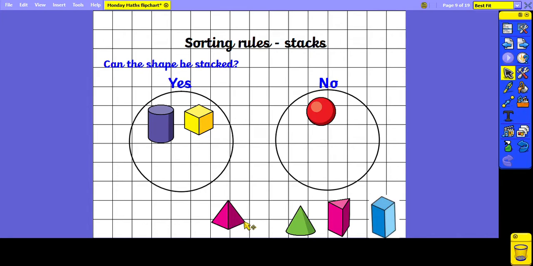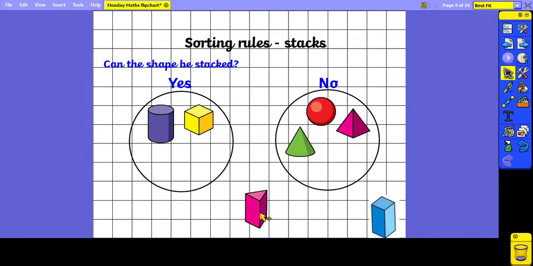Now a pyramid has got a point at the top, so if I tried to put another one on the top and stack them, it would just topple straight off, so that one cannot be stacked. And the same with the cone, because it's got this point at the top, I cannot stack them. And then we've got the triangular prism, and if it's sitting this way up, I can stack them on top of each other because of these flat faces on each end.